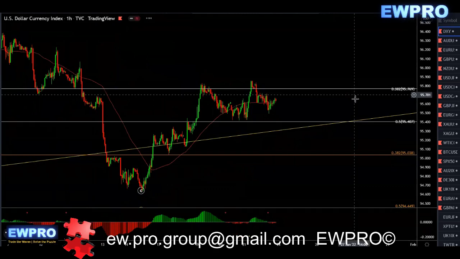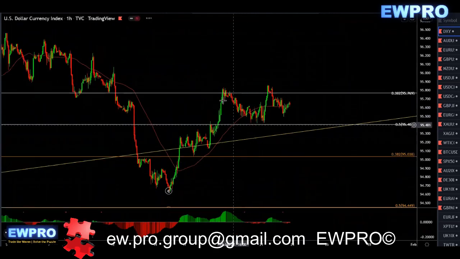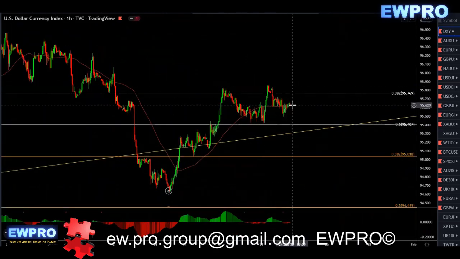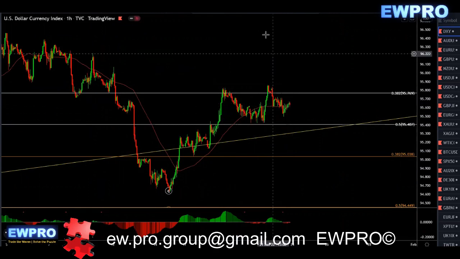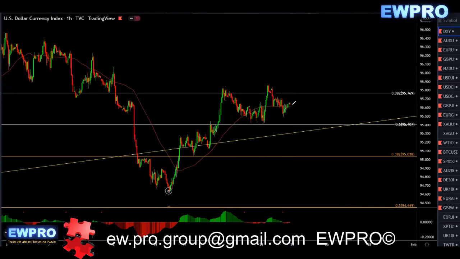On the H1, we're getting some sort of bearish flag in here now. So you may get a little bit of downside for an expanding flat. And then if you get any buy setup, look for the buy.